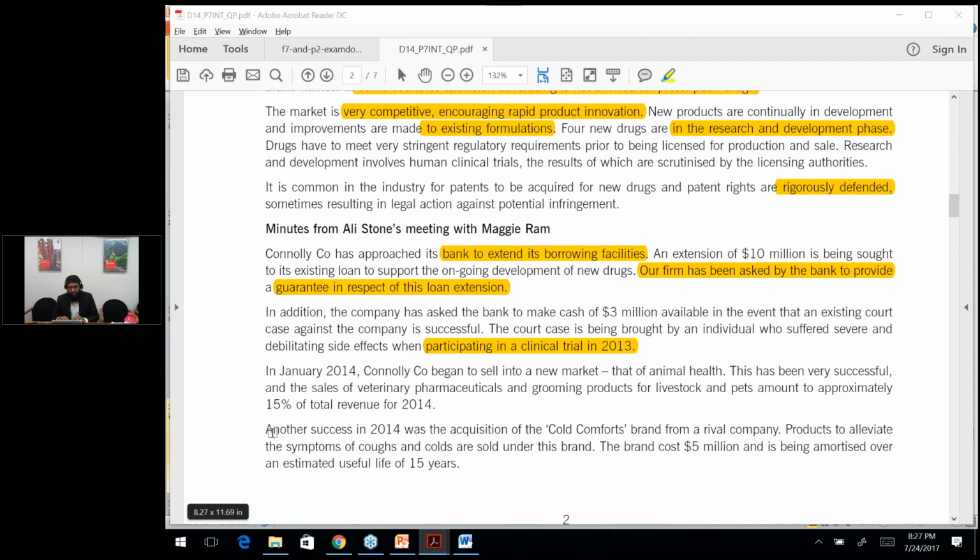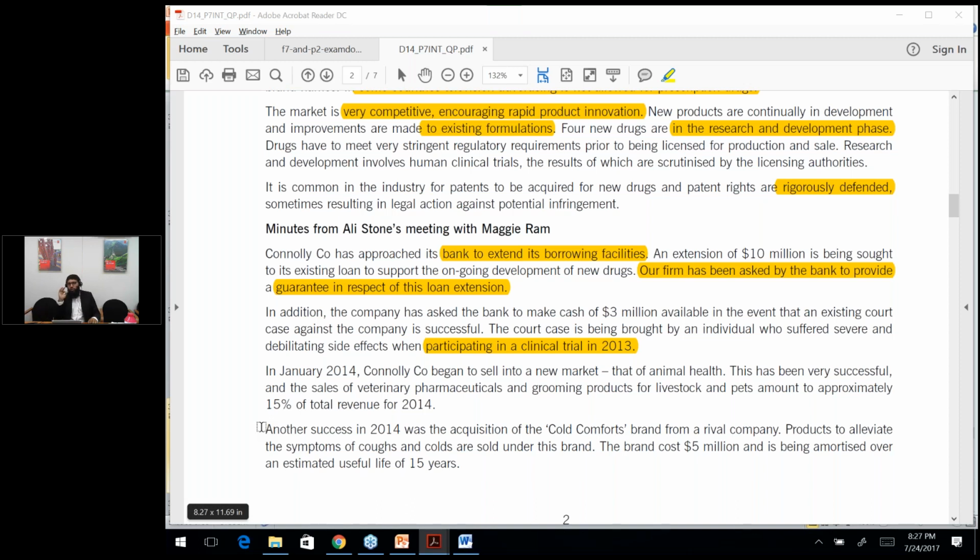Another one of them is, I'm just trying to explain to you people how exactly you could, to what depth you could deal with the question. The next one is, another success in 2014 was the acquisition of the Cold Comforts brand from a rival company. Products to alleviate the symptoms of coughs and colds are sold under this brand. The brand cost 5 million and is being amortized over an estimated useful life of 15 years.